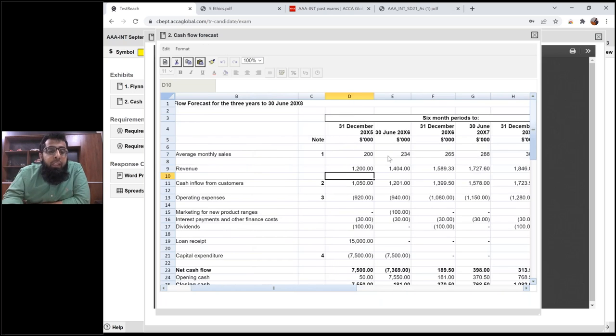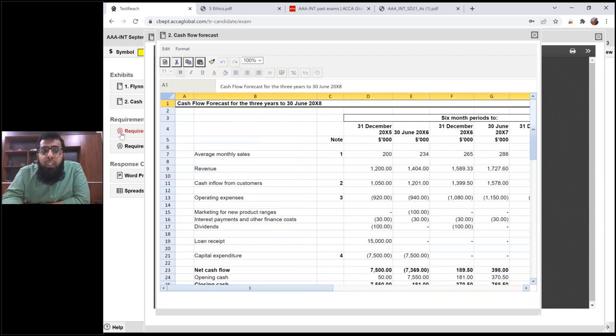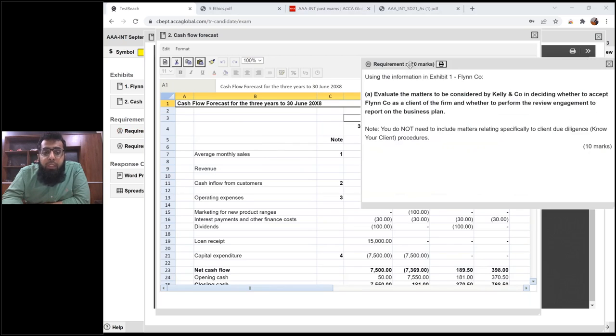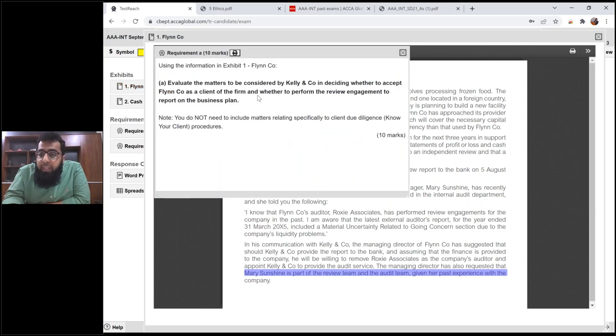Okay, so let's read the first requirement. Using the information in exhibit one, only use exhibit one, evaluate the matters to be considered by Kelly Company in deciding whether to accept Fling Company as a client of the firm and whether to perform the review engagement to report on the business plan. Note, you do not include the matters relating specifically to client due diligence, know your client. So don't write the basic know your client procedures.